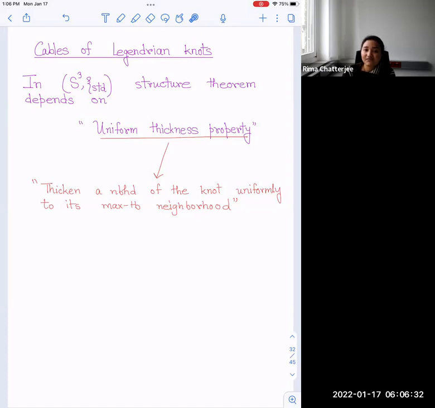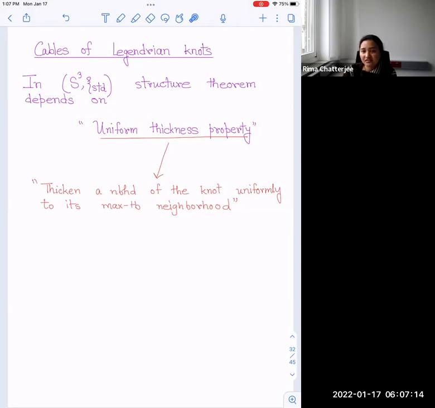the cables of the unknot are the torus knots. And we also know that both the positive and the negative torus knots are Legendrian simple, but it's not coming from this theorem. So they do not really admit the classification in terms of the unknot. So what about the positive or the negative torus knots? The negative torus knots satisfy the uniform thickness property, so the cables of the negative torus knots are also Legendrian simple. But the positive torus knots do not satisfy the uniform thickness property.